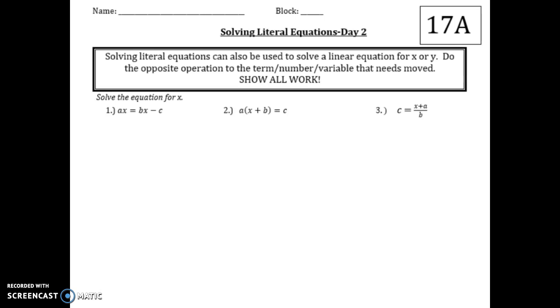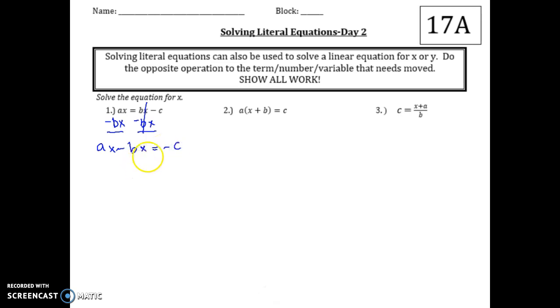Okay, here we're going to solve for x. In this case we need to get our terms together. Any terms that have x need to be on the same side of the equation. So to do that, I'm going to subtract bx from both sides. And that cancels out on the right side. And on the left side, we'll have ax minus bx is equal to negative c.